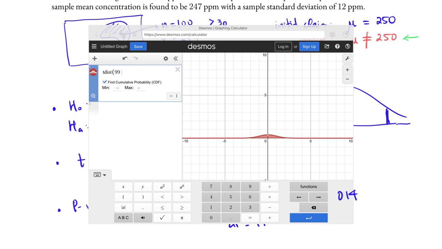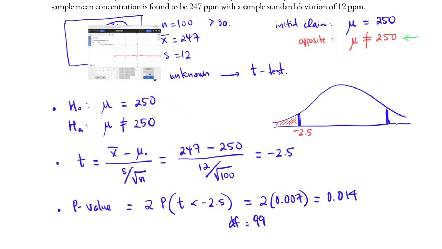We saw earlier that we shaded the area on the left-hand side, so there is no minimum value on the left. It is unbounded on the left, so we would leave the left at negative infinity, but the maximum is the test statistic that we computed, and it was negative 2.5. We get the p-value of 0.007, but this is only for the left tail. Since this is the two-tailed test, we would need to double 0.007 to get 0.014.